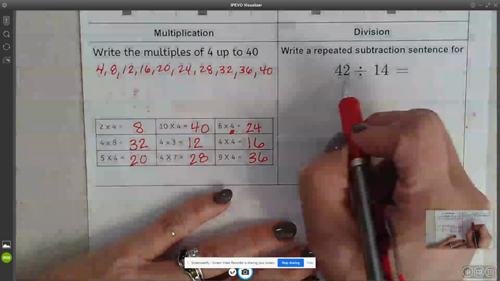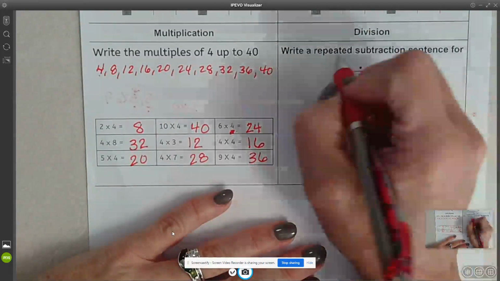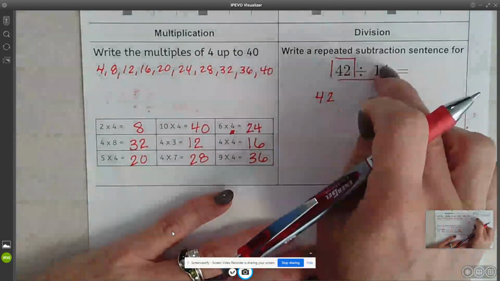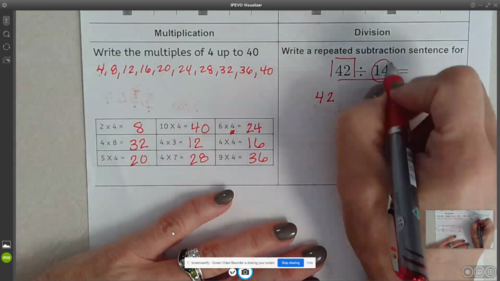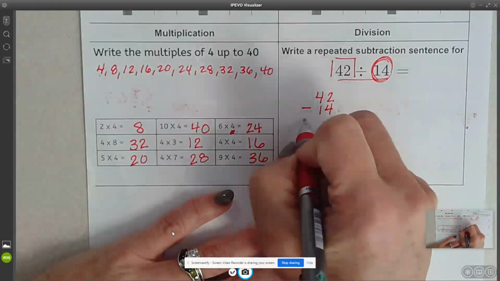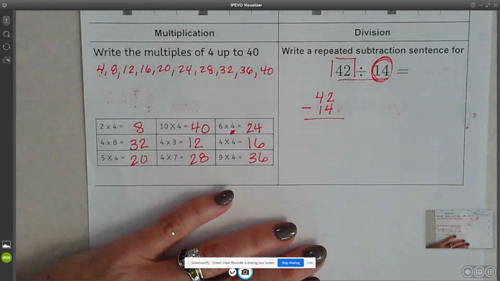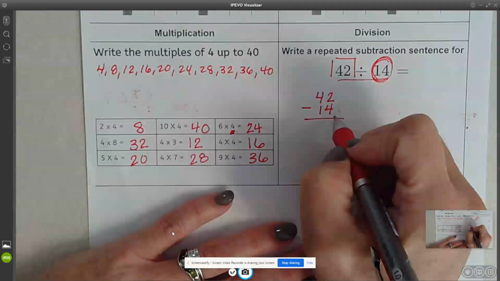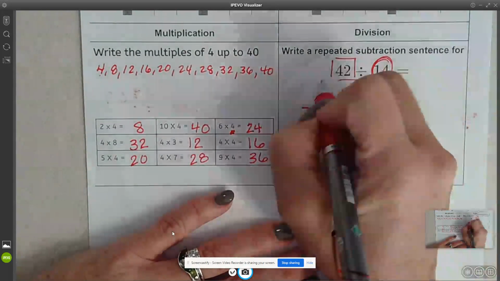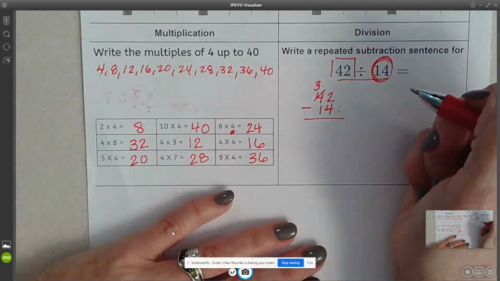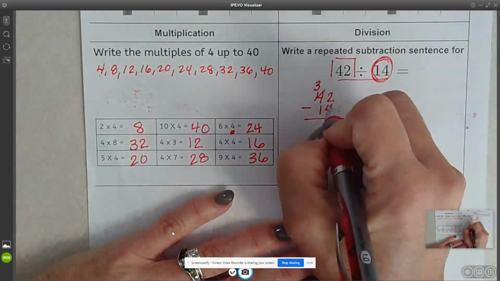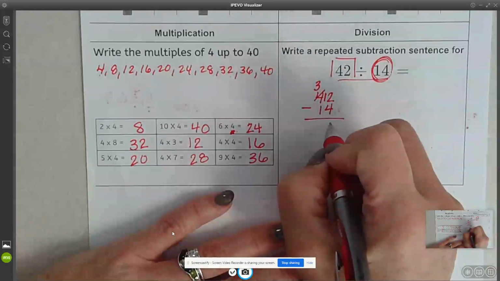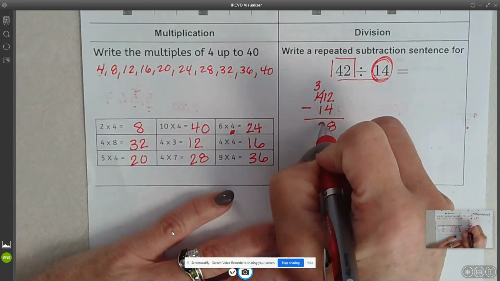All right, repeated subtraction sentence for 42 divided by 14. All right, 42 is what we start with. We will always use these two numbers that they give us, okay? Now I'm going to take away 14, and I'm going to keep subtracting until I get all the way to 0. I cannot take 4 away from 2. There's not enough there to subtract. So I'm coming to the tens place, and I'm borrowing 1 ten. That leaves me with 3 tens. I bring the 10 I borrowed back over to the ones place and combine it with the 2 ones, and now I have 12 ones. 12 minus 4 is 8. 3 minus 1 is 2.